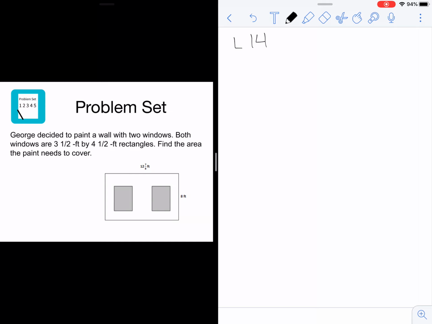So the area of 12 and 7/8 times 8, minus the area of the 2 windows. So let's find out what 12 and 7/8 times 8 is. If you draw, we have 12 and 7/8, and then we just have 8.